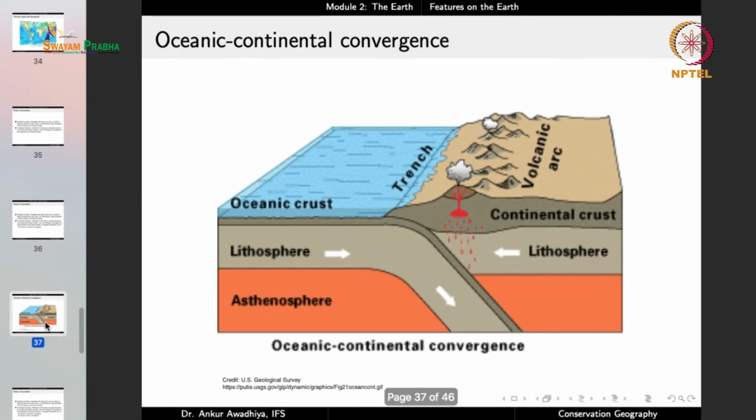Now, one such example is here. If you have the oceanic crust and the continental crust, whenever you have a convergence, you'll find that the oceanic crust, because it has a greater density, will move down, it will dive down, and it will get melted here. And so there will be a destruction of the oceanic crust. And this will typically be associated with a volcanic arc, because the gases that get released here have to be let out, and they are let out through these volcanoes.